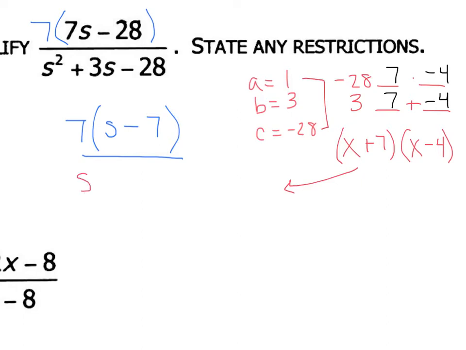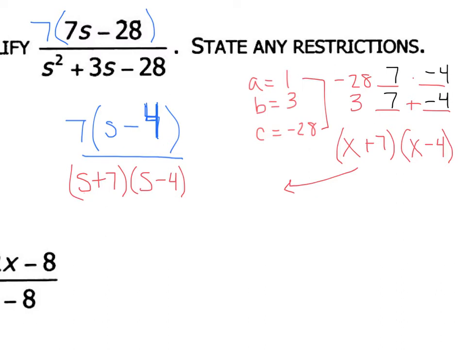Anyways, these are supposed to be S's. So this is supposed to be S plus 7 and S minus 4. And I just realized that this top one is not S minus 7. When you divide 28 by 7, that is supposed to be 4. This is supposed to be 4. There you go.